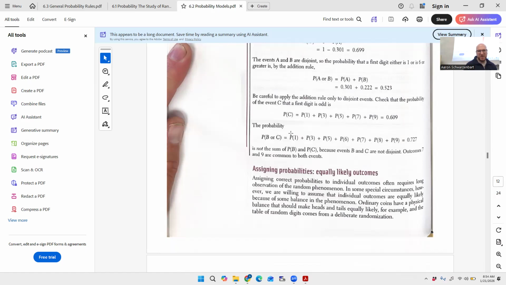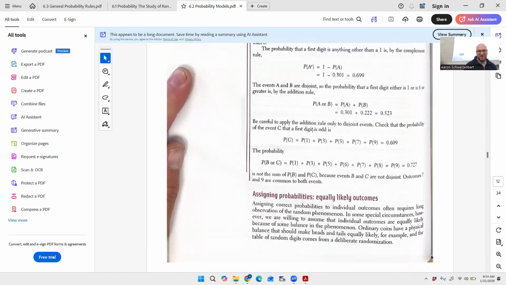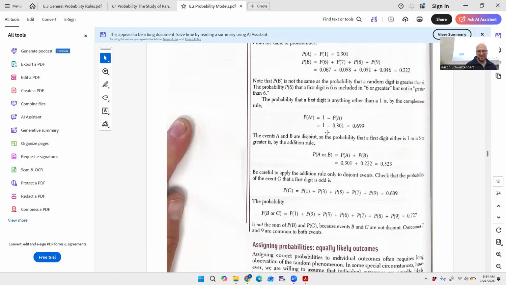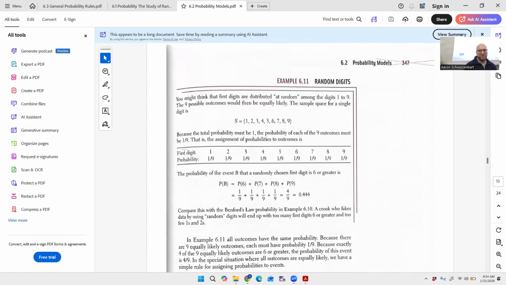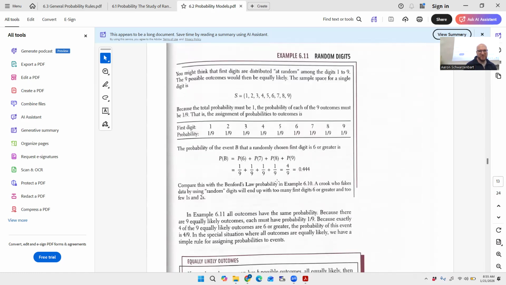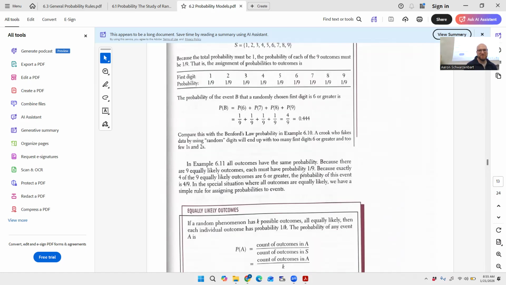So B or C. Oh, they added event C, which is C is the first digit is odd. B or C, you have to do 1, 3, 5, and then 6, 7, 8, 9, because 6 through 9 was in event B. That makes sense? And again, it's probably easiest to just add them up. If you did 6 through 9, if they're equally likely, you'd get 44% as opposed to 22%.